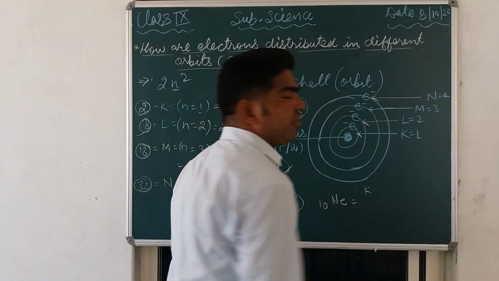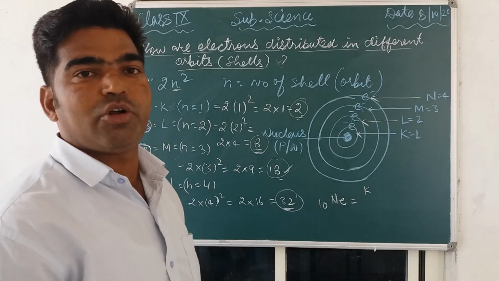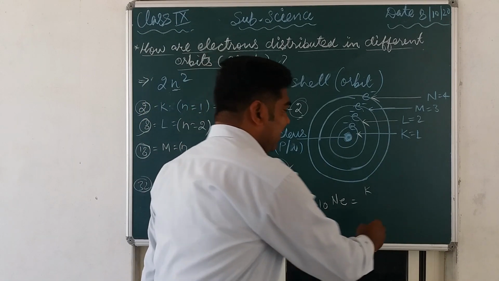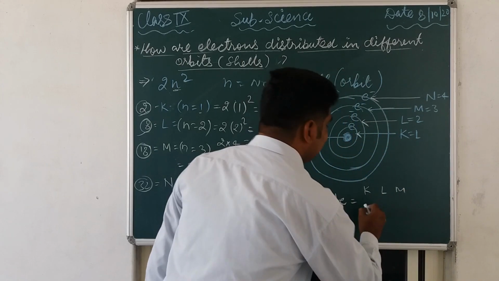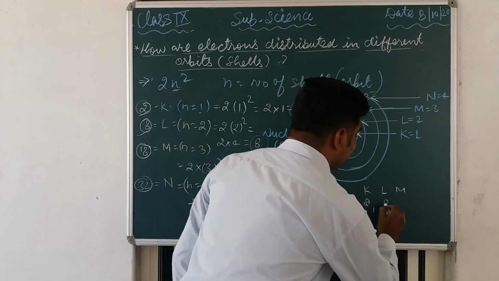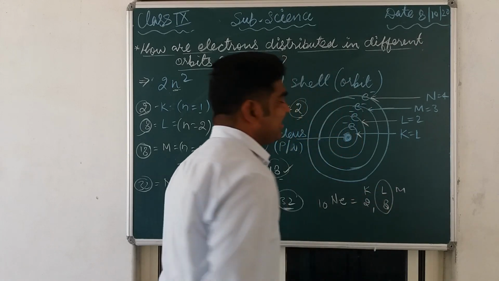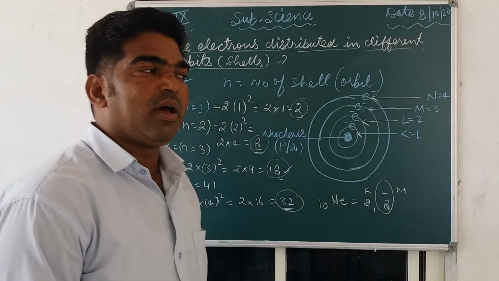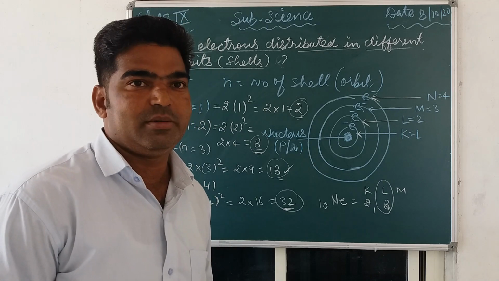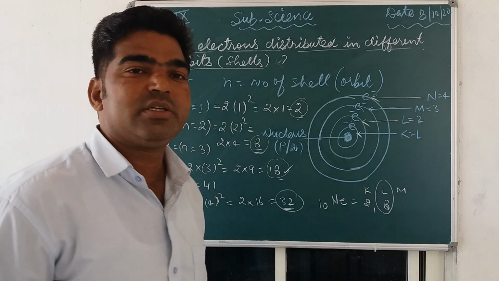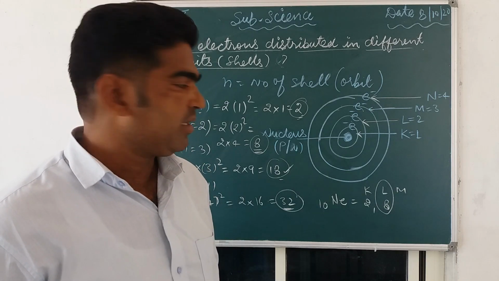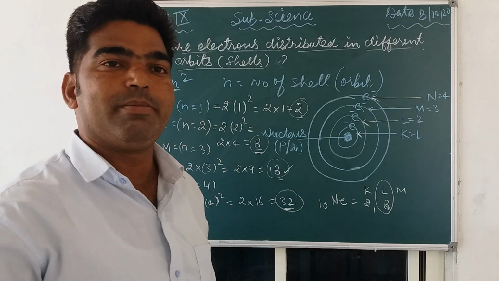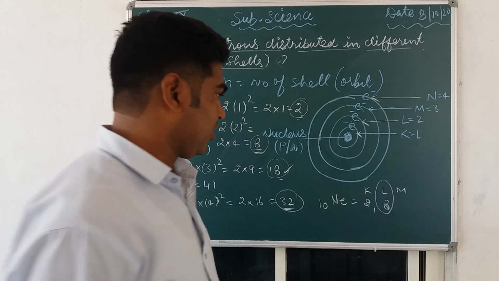Suppose for example we take neon, whose atomic number is 10. If we write the electronic configuration, the distribution of electrons in neon, with atomic number 10: K, L or M cell. The first cell occupies 2 electrons and the second, the L cell, occupies 8 electrons. It means neon completes its octet. Octet means the number of electrons should be 8. So we can say neon has a complete octet, meaning the outermost cell is completely filled with 8 electrons. That is called the octet.